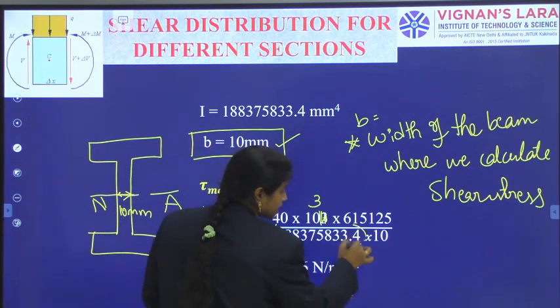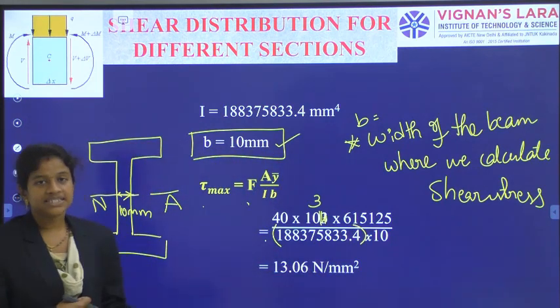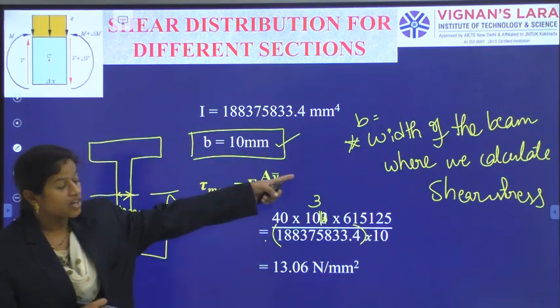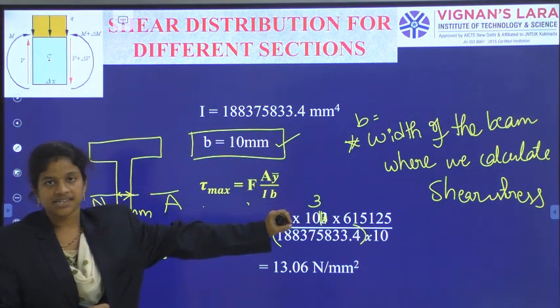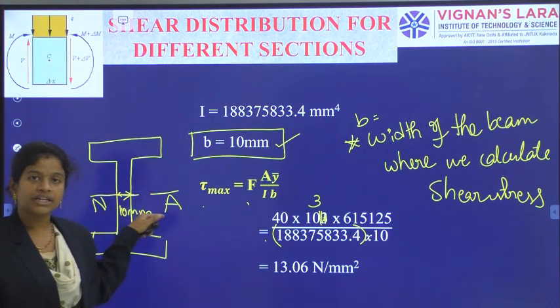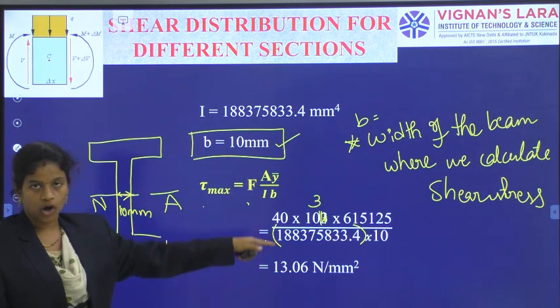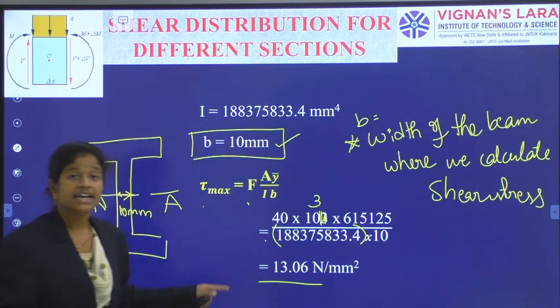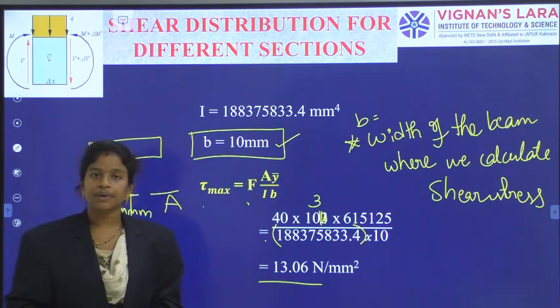Okay, now, calculating the moment of inertia and substituting. And B, just now we said, is the width of the beam where I am calculating the shear stress. That we have got as the neutral axis. The neutral axis is passing through the web, and the web's width at the neutral axis is 10 mm. Substituting all these, we have got the answer as 13.06 Newton per mm square.